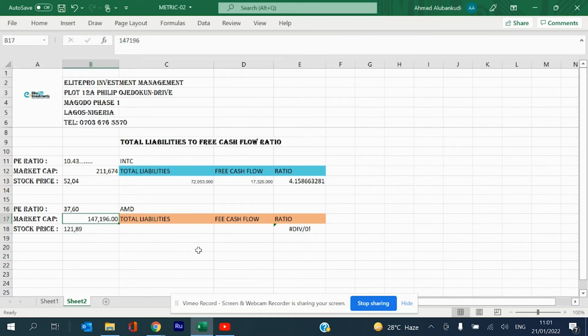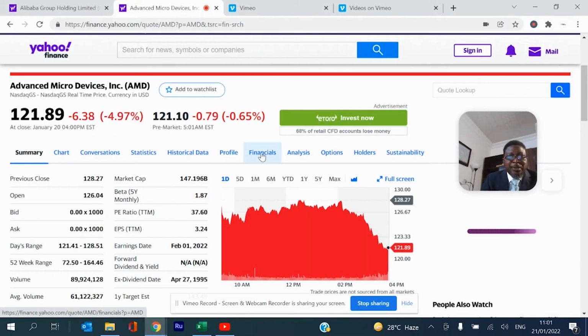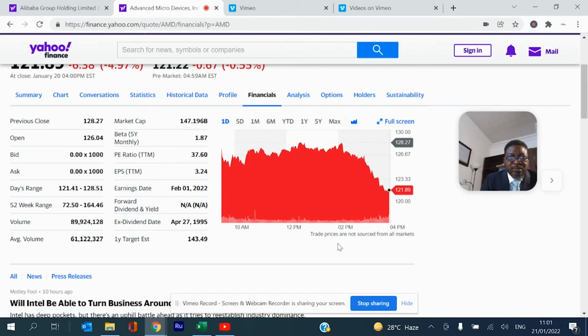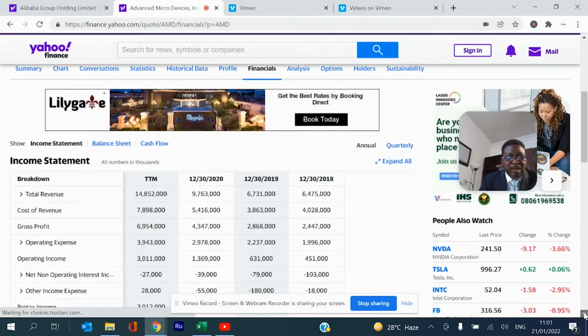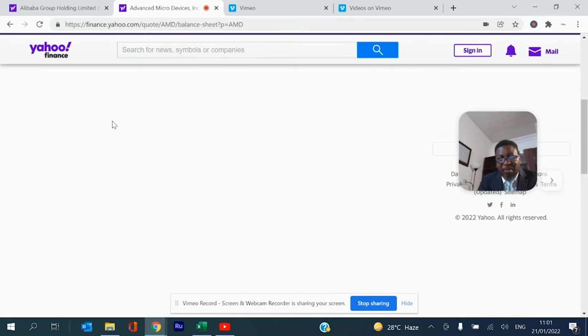Okay, so let's go to the total liability. Let's go to the financials. Bear with me, my internet is not as fast as it should be. So let's go to the balance sheet. We only need the total liability figures and the free cash flow to do this exercise.